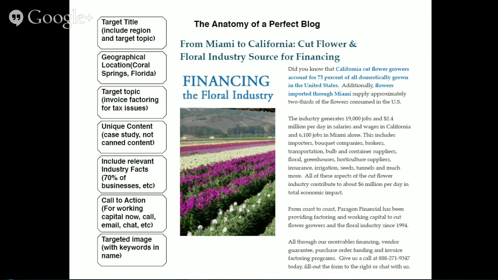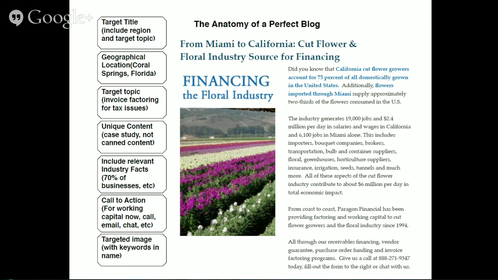Something else that is really crucial is the call to action. You have to make sure that the call to action is at the end of every single blog that you do. So you don't want people just reading it and then going away. You want to at least give them the opportunity: give them your number, give them a form, your cell phone, some way to be able to contact you.